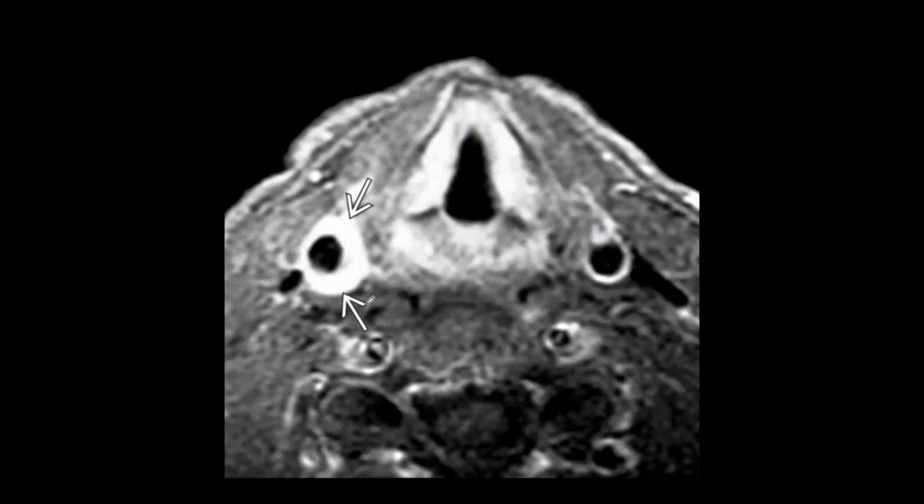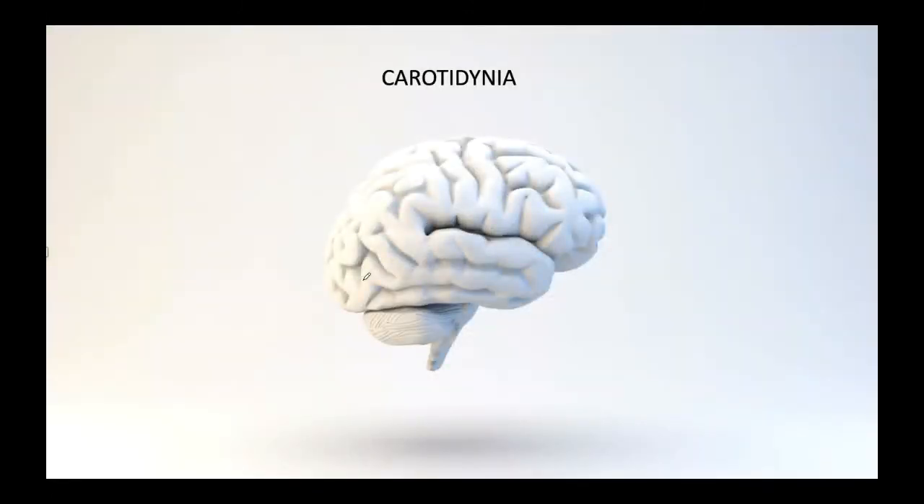So this one, I'm not sure how often we see it. I don't see it in my usual regular practice, only when we are looking at it in textbooks and stuff. This is a post-contrast study, right? And you can see that the wall is thickened and it is enhancing. This is an acute condition called carotidynia. A few words about that.